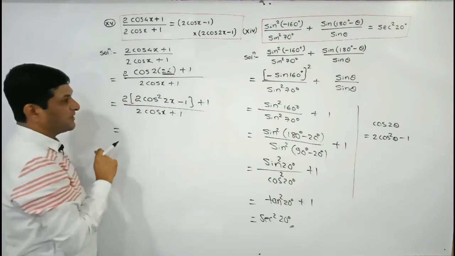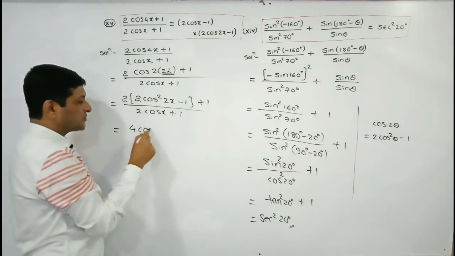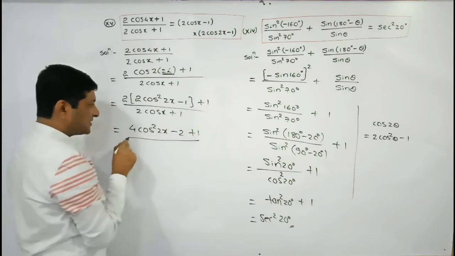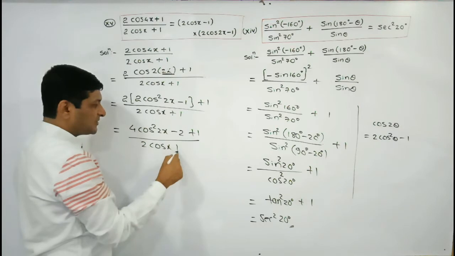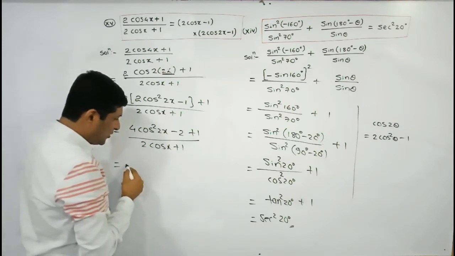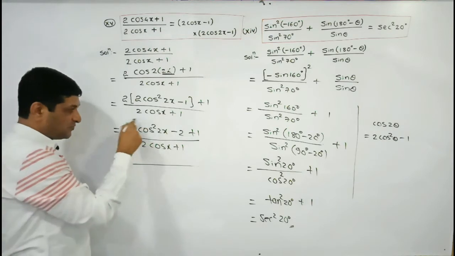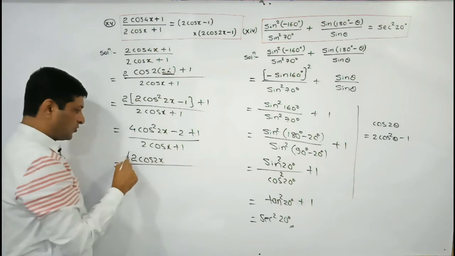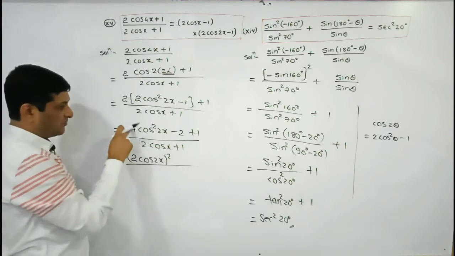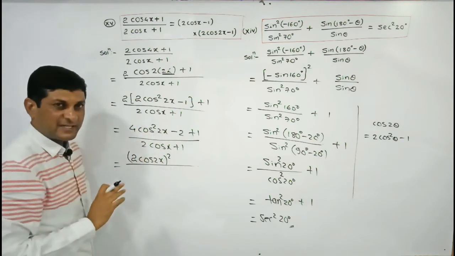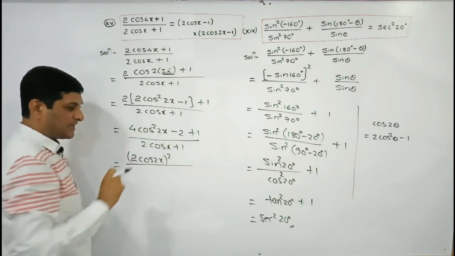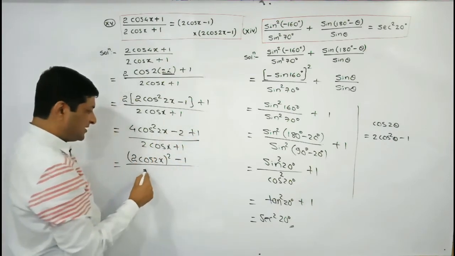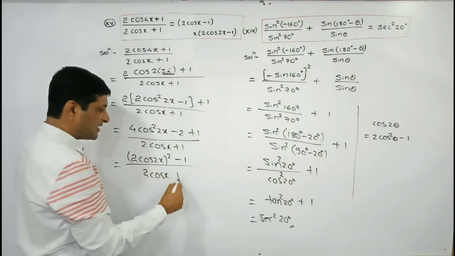Now let us simplify this numerator. 2 into 2 will become 4 cos square 2x, and 2 into minus 1 is minus 2. Keep this plus 1 as it is, and again 2 cos x plus 1 also as it is. Now observe the term very carefully. Can I write this 4 cos square 2x as (2 cos 2x) whole square? Check it. The square of 2 is 4, and the square of cos 2x is cos square 2x. Means this term can be written as (2 cos 2x) whole square. And minus 2 plus 1 will be equal to minus 1 in the numerator. 2 cos x plus 1, keep it as it is.